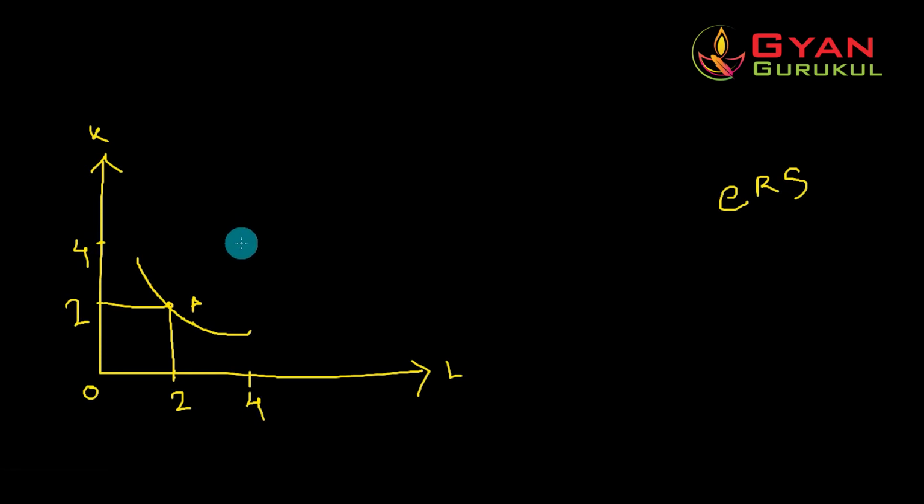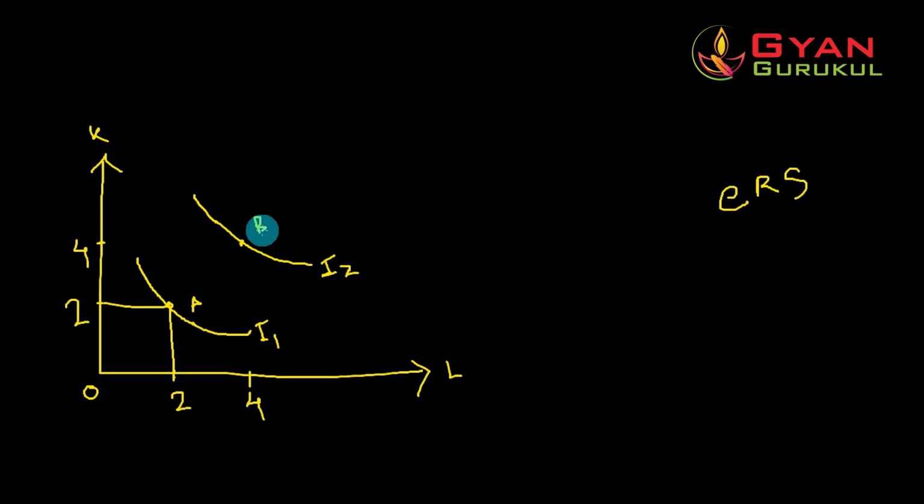We got a new point here, and let's say this is another isoquant. If this is I1, then this means I2, right? So this is point B.